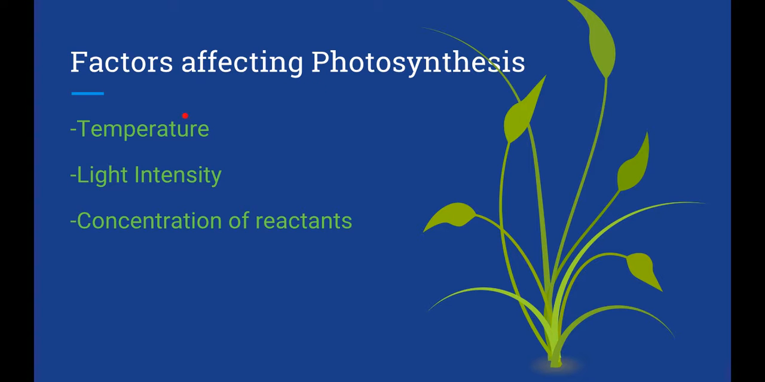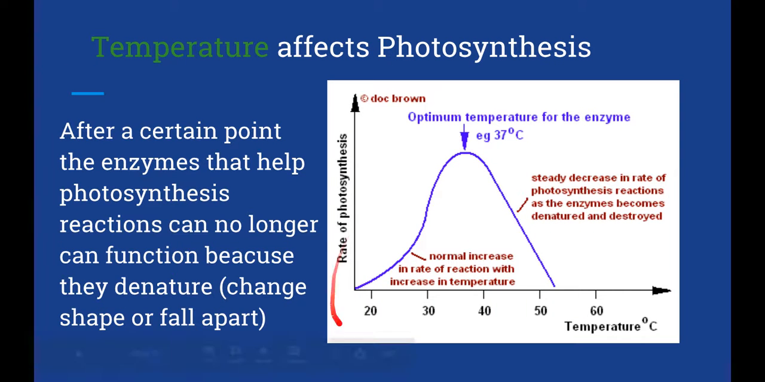What can affect photosynthesis? Temperature, light intensity, and concentration of reactants. If the temperature is too low, then photosynthesis will not occur efficiently. If light intensity is too low, photosynthesis will not occur efficiently. And if the concentration of the reactants, meaning carbon dioxide and water, is too low, then it will not occur efficiently. So there are certain enzymes that help with photosynthesis. And if they're not in that perfect range, then photosynthesis will either go very, very slow or not work at all.